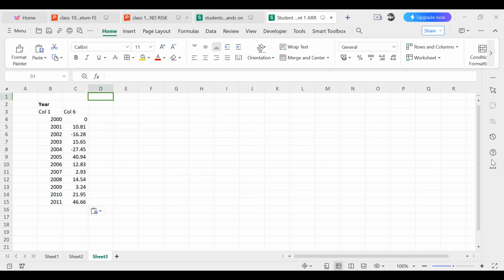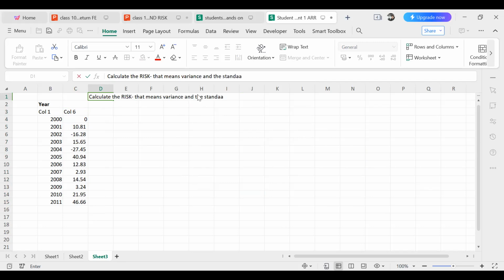You can see my Excel sheet. So calculate the risk. When you are talking about risk, that means you are going to calculate the variance and the standard deviation. They show how much your returns are fluctuating from your average return every year. Your average return gives you the average of the return every year, so how much are they fluctuating from that?